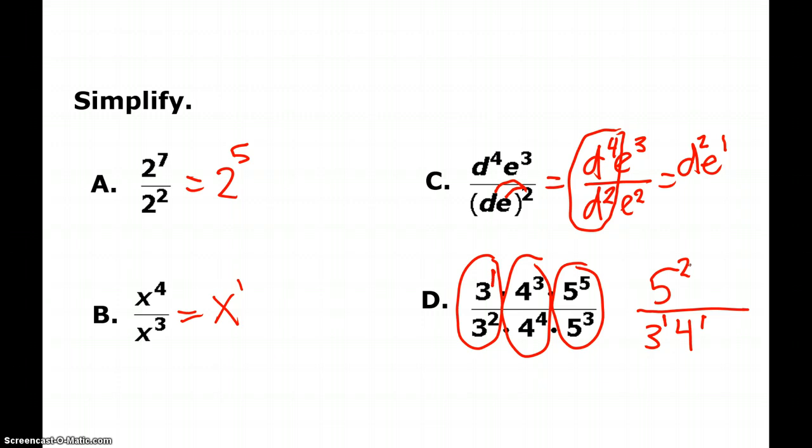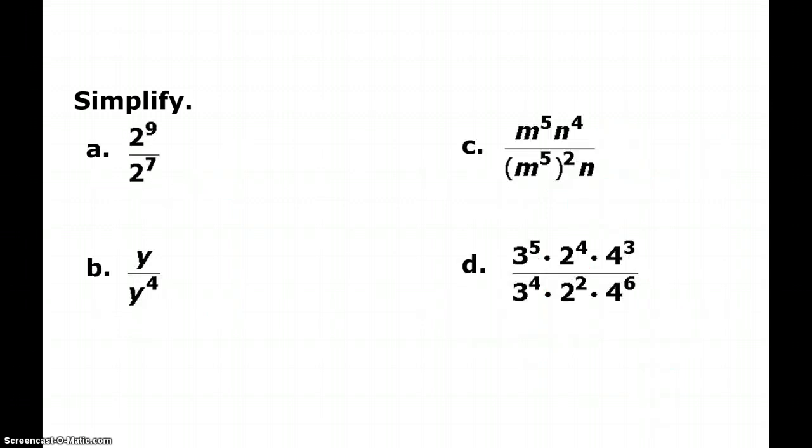Now be very careful here. Don't just mush those together and make it look like a 34. These are 2 separate things. So it would probably be a good idea for us on this one to call this 5 squared over 12, so that we don't get that confused. Okay?